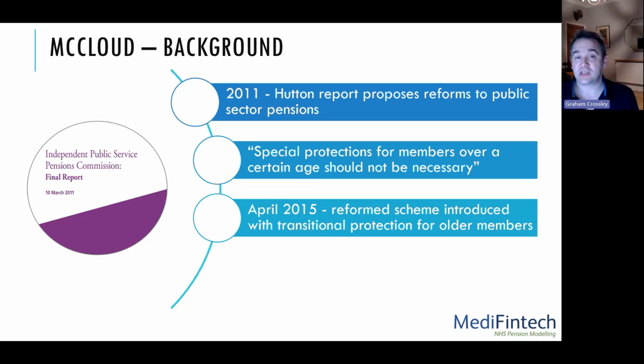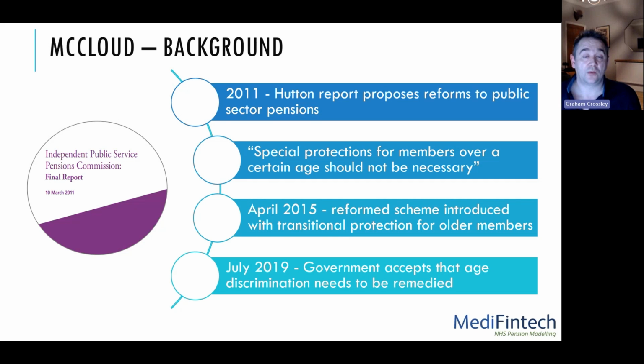However, when these reform schemes were introduced, so that's the 2015 scheme in the NHS, it had this transitional protection for older members that let them stay in the older pension schemes. Now, not surprisingly, the younger members were aggrieved, and so the judges took this to an employment tribunal under the name of McCloud. Firefighters did the same under the name of Sergeant, and it escalated through the courts until 2019, when the government accepted that this age discrimination needed to be remedied.